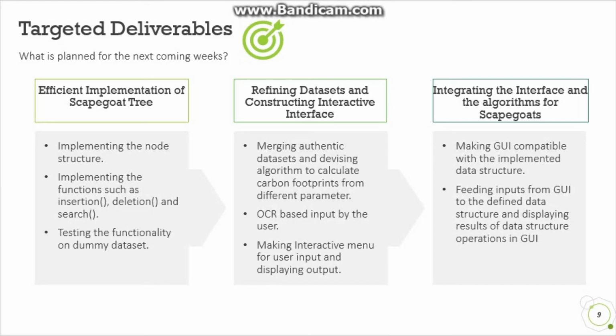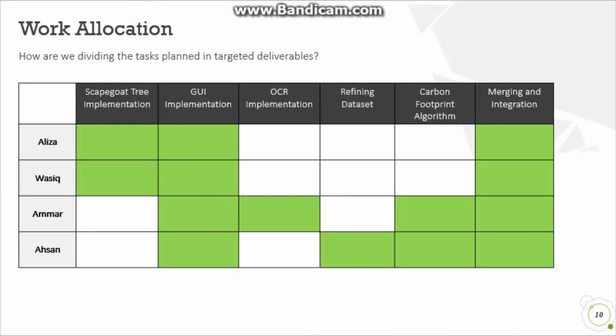And as far as the work division is concerned, Alisa and Vasi will be working on the scapegoat tree implementation, and Ammar and I will be looking into the OCR implementation, defining the dataset and calculating the carbon footprint. And towards the end weeks, we will all be working together on the GUI integration and merging the overall project into one single entity, having a good idea of our inputs and outputs from our implemented data structure and the GUI.